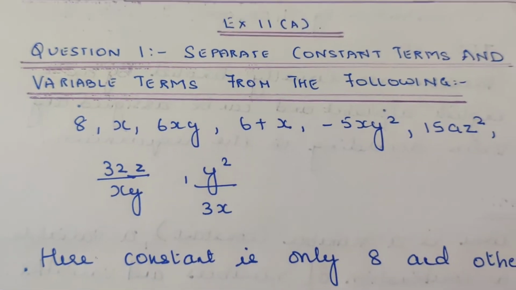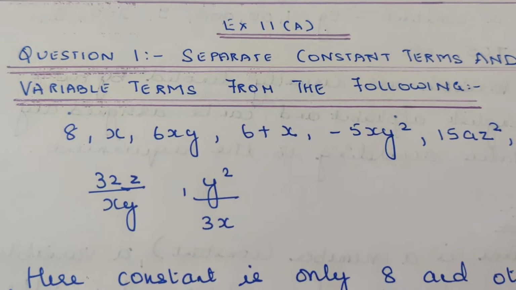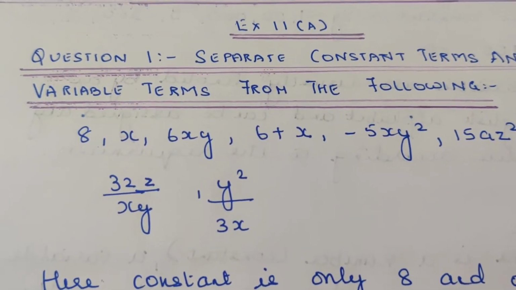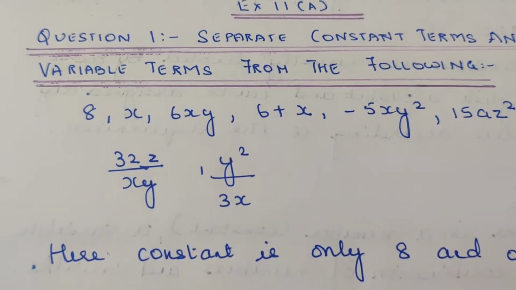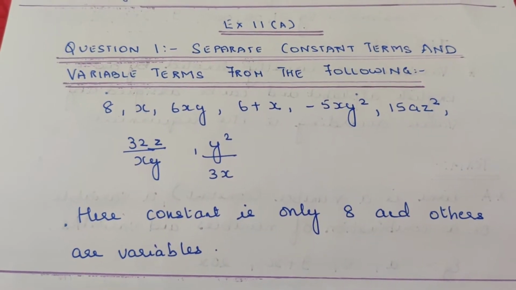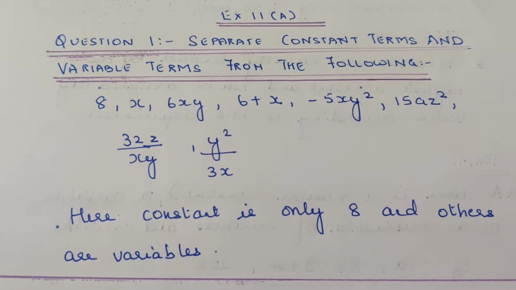If you clearly go through the questions, all the terms except 8 have an alphabet. That means they are variables. So only 8 is a constant because it's got a fixed value. Therefore, here the constant is only 8 and the others are variables. I'm just pausing for a few seconds.